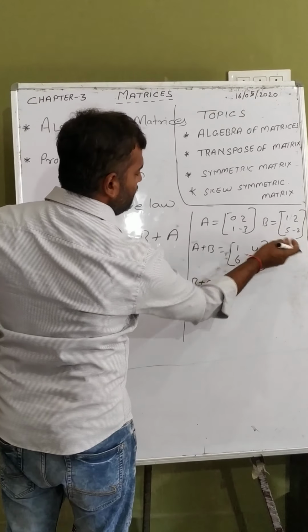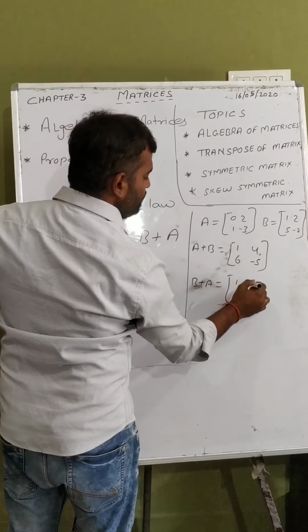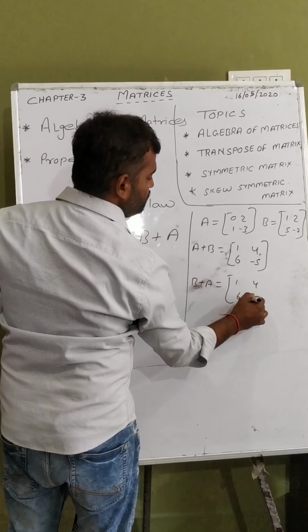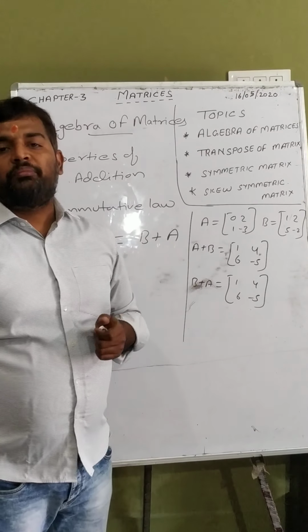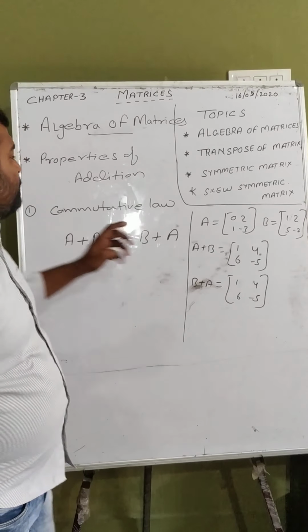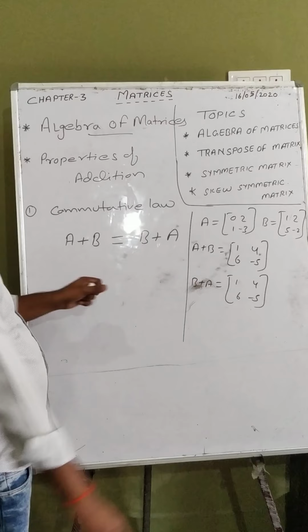B plus A. Write down B first. Then 1 plus 0 equals 1, 2 plus 2 equals 4, 5 plus 1 equals 6, minus 2 minus 3 equals minus 5. It means if we change the order of the matrices, it does not affect the result. The first property is the commutative law: A plus B is equal to B plus A.